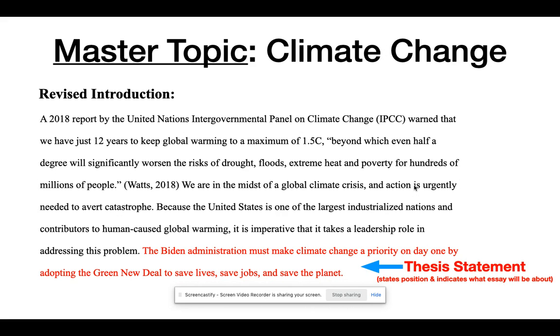So the Biden administration must make climate change a priority on day one by adopting the Green New Deal to save lives, save jobs, and save the planet. And those last 3 pieces indicate how you're going to structure the body of your essay.